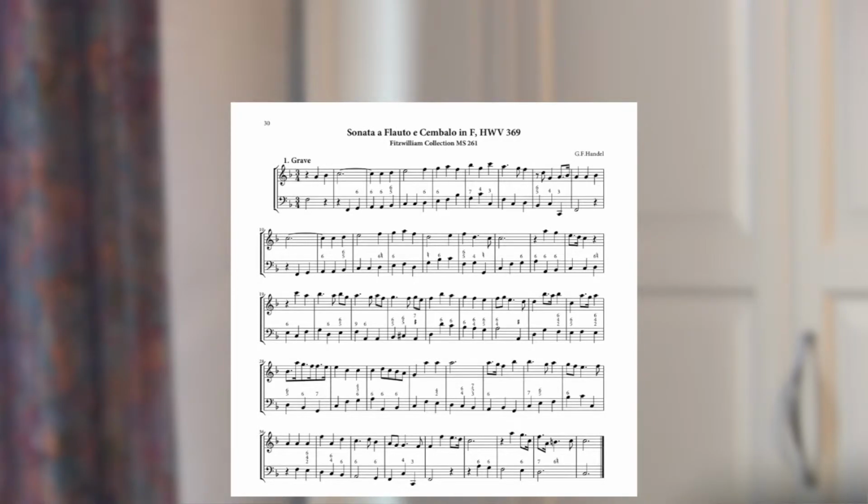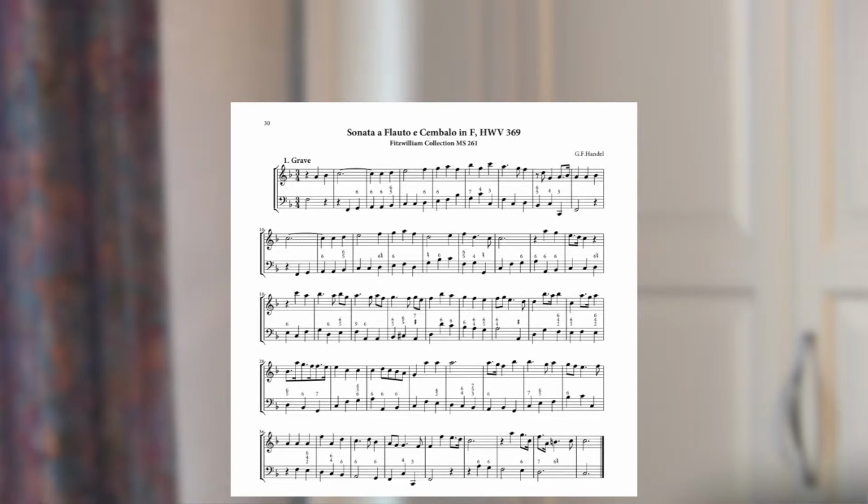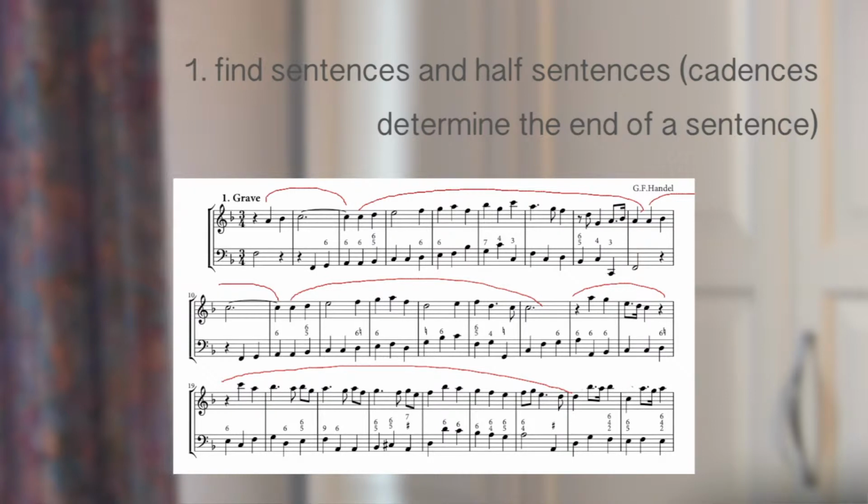In order to explain how to go about analysis, I take a generic Baroque solo sonata as an example, consisting of a solo part and a bass part. To start with analysis, it's always a good idea to work from bigger sections towards the smallest. The sentences are the biggest building blocks, followed by half sentences, which consist of arsis and thesis.